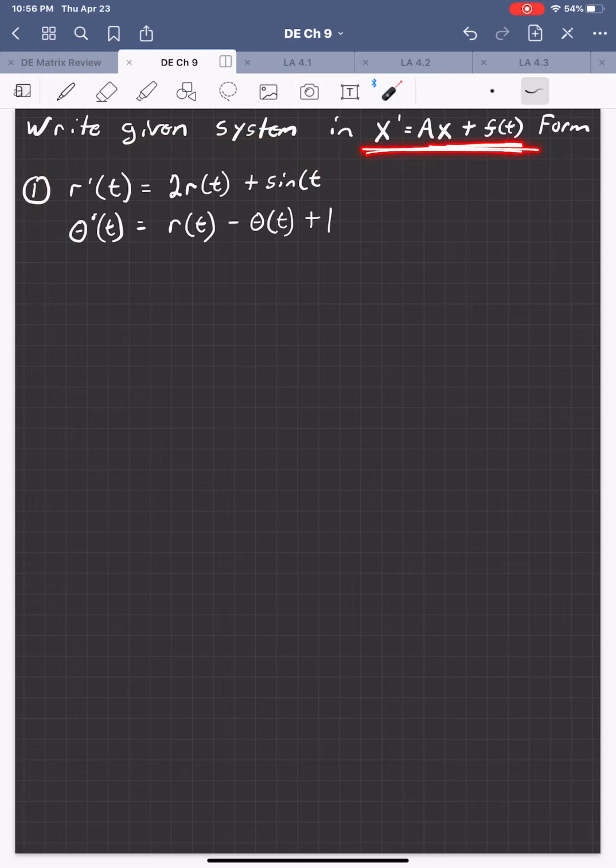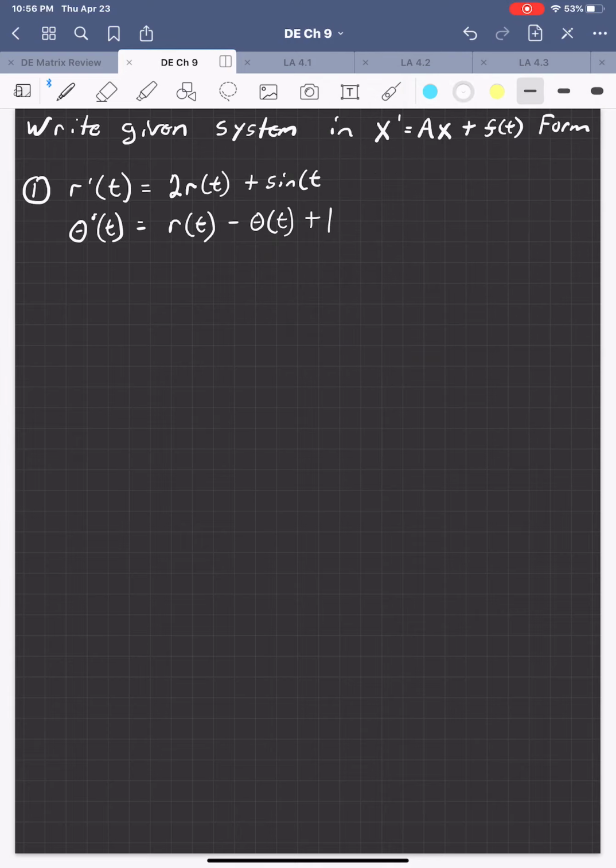Okay, and I know that we're going to start off dealing with the homogeneous case, but right now we're just practicing going back and forth between the forms. So this is going to be the non-homogeneous case because we're going to have some f of t. Ready? All right. So let's start.